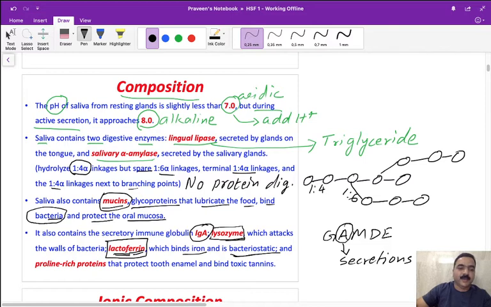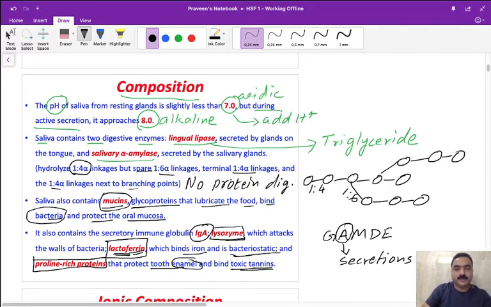But another major thing that helps for the protection of the teeth is proline rich proteins. The proline rich proteins protect the tooth enamel and bind the toxic tannins. Tannins are the ones that can create the blackish or the yellowish discoloration of the teeth. And what do the proline rich proteins do? They hold it and do not allow it to get deposited onto the tooth enamel and protect the teeth. So these are the major, important contents of the saliva, and we have seen the role of this.